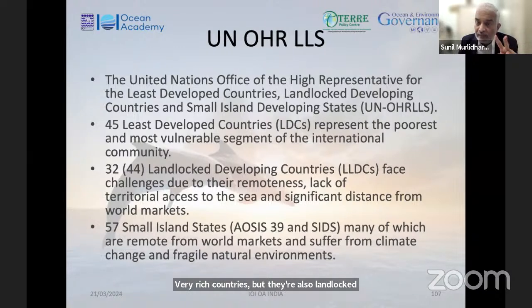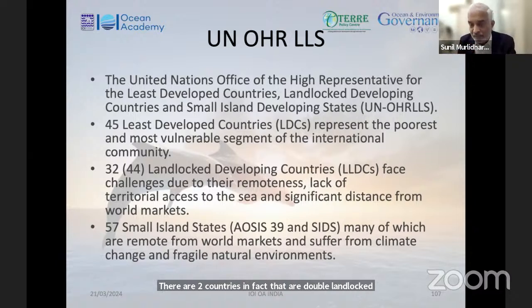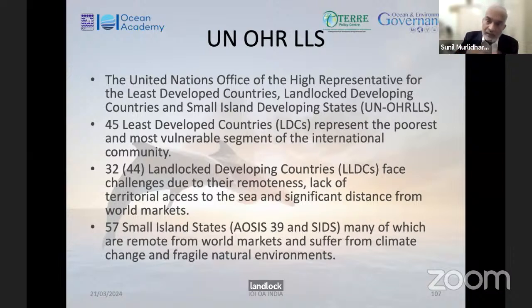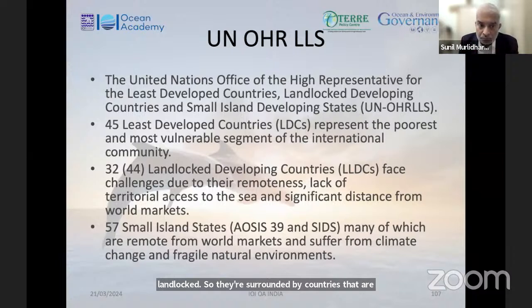There are two countries, in fact, that are double landlocked. That means they are surrounded by countries that are also surrounded by countries. Does that make sense? Because for example, India has access to the sea, but Bhutan doesn't. So Bhutan or Nepal would be called a landlocked country. But there are countries that are double landlocked. So Liechtenstein is one, which is, of course, a very rich country. And Azerbaijan is the other one. So they're surrounded by countries that are surrounded by countries, and then there is sea after that. Anyway, so there are 32 landlocked developing countries.